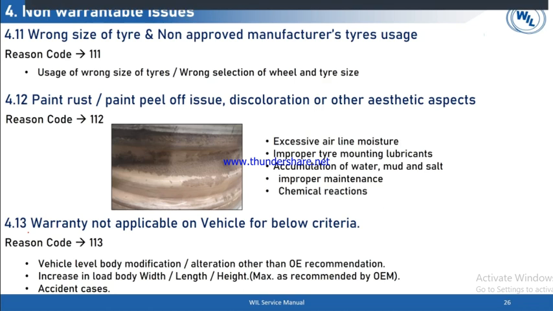Next one is wrong size of tire and non-approved manufacturing tire usages. There are many field areas where we have observed that, suppose the wheel rim size is 8/20, meaning 8 inch width and 20 inch diameter. For that, if the recommended tire is 10/20, but based on the application requirement people will use 11/20 tire, which is not recommended by any OEM like our Eicher as well as the ITEC standard.